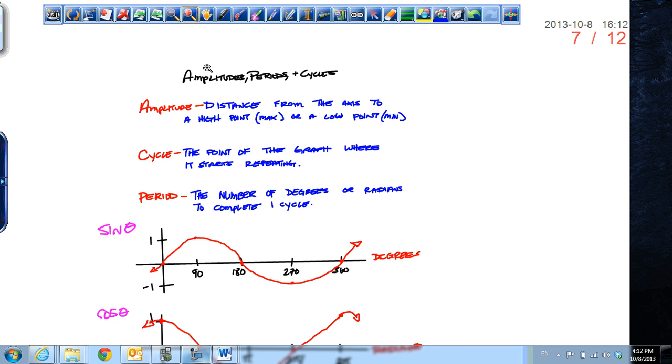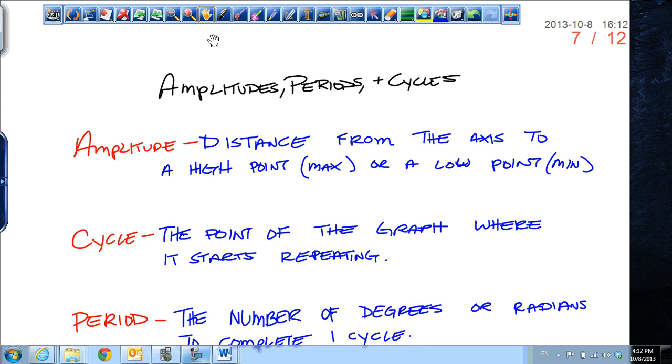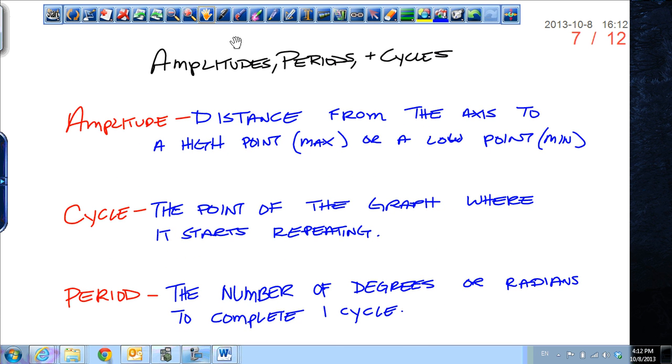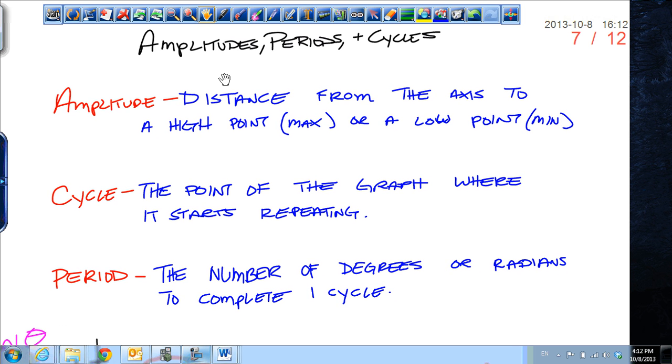All right, today we're going to be talking about amplitudes, periods, and cycles. This is kind of an introduction to graphing sine and cosine, especially after yesterday's linguini activity. So the first thing is I just want you to write these definitions down. You can pause it and write them down, and then just play it whenever you're ready.